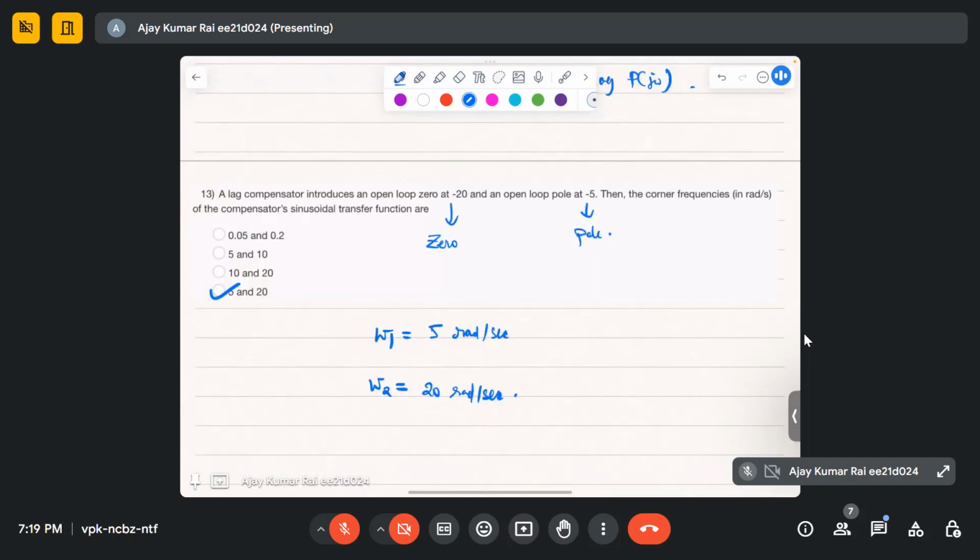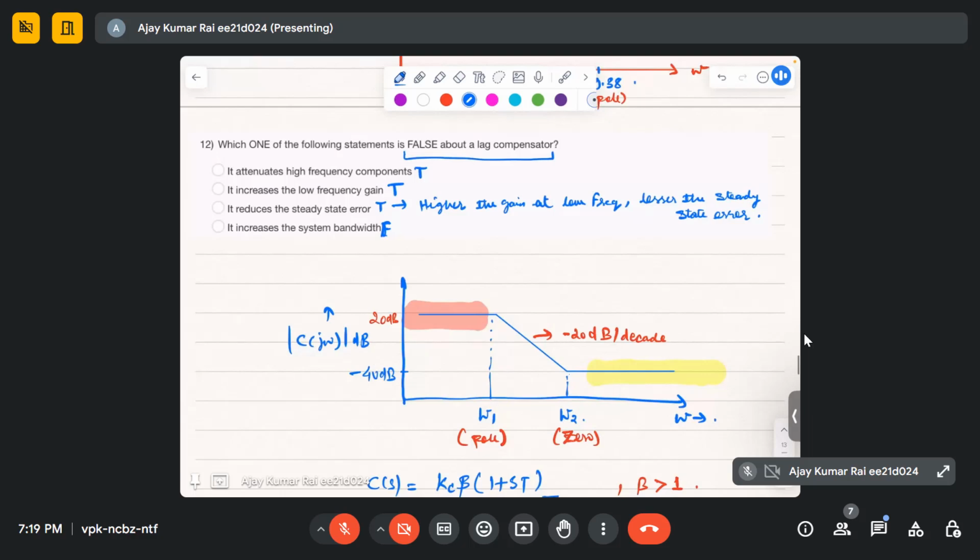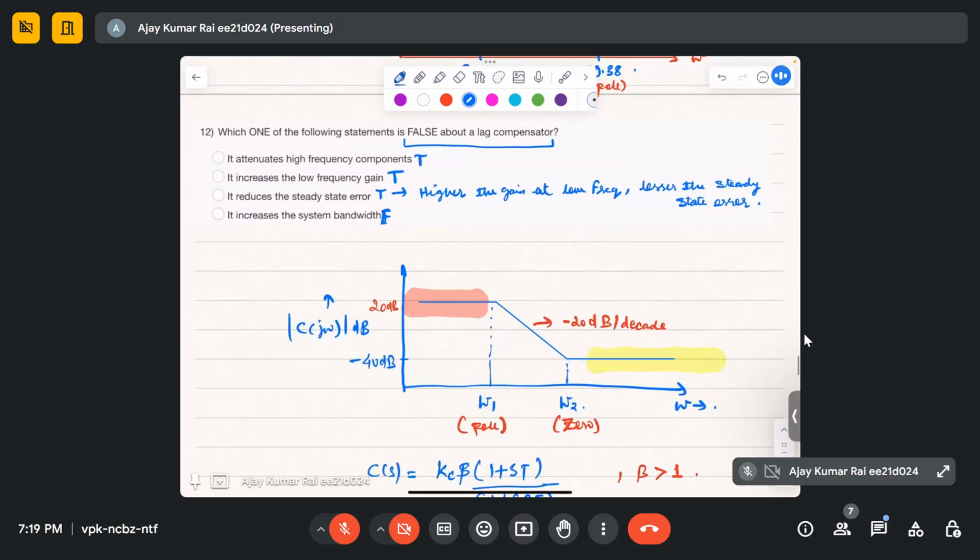And 13 was related to the lag compensator, about the poles and zeros. First of all, why do we require the lag compensator? To attenuate the high frequency components. One of the drawbacks of the lead compensator was that it amplifies the high frequency components. So though your bandwidth has increased, you are allowing the noise. There will be issues like EMI, EMC, high frequency noise that will come into your system, and that will pollute the system.